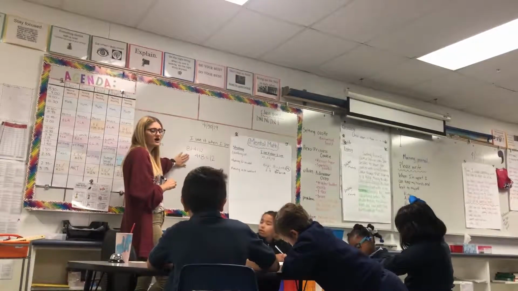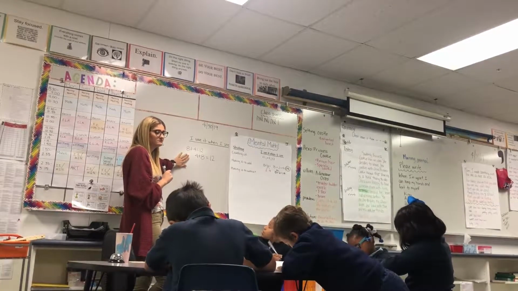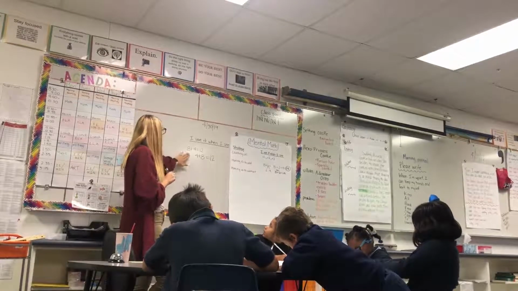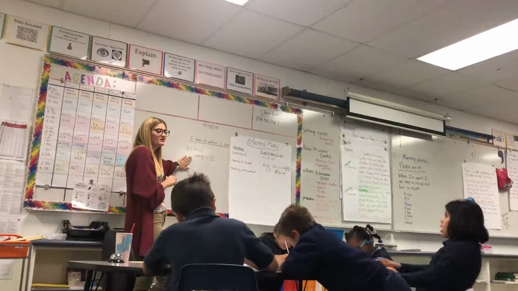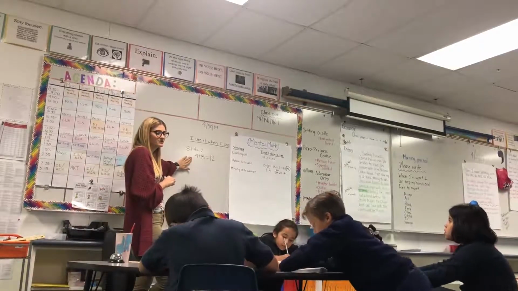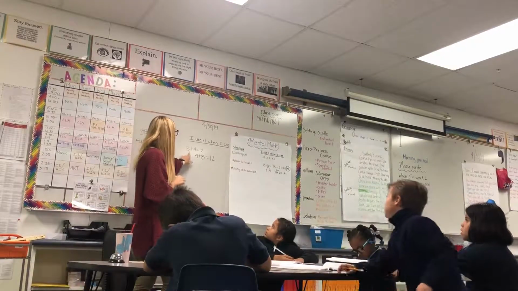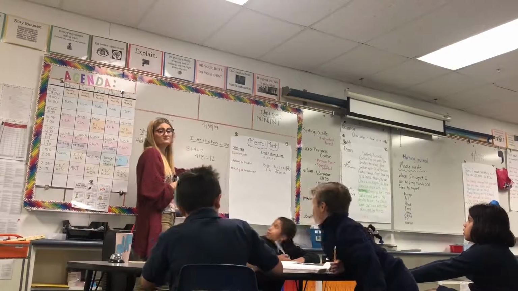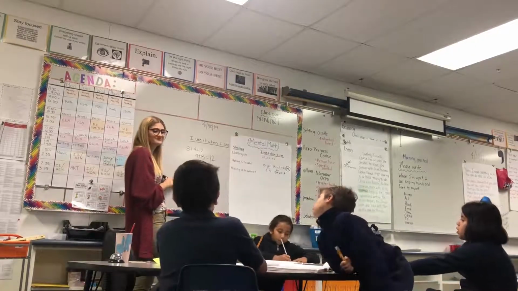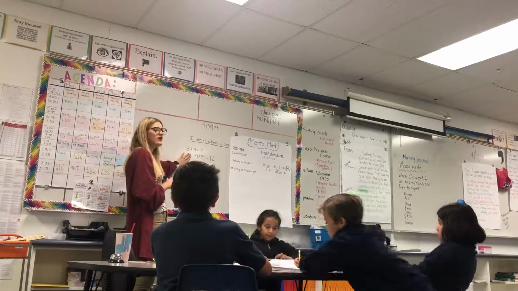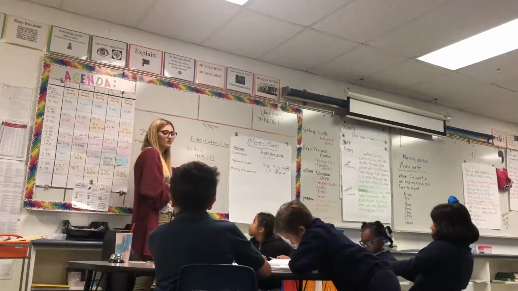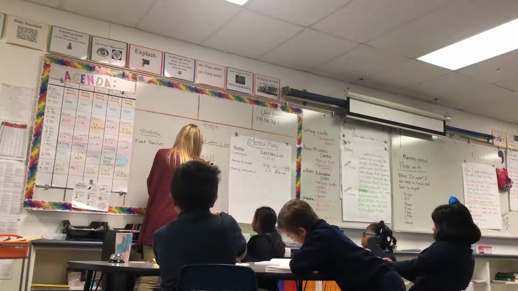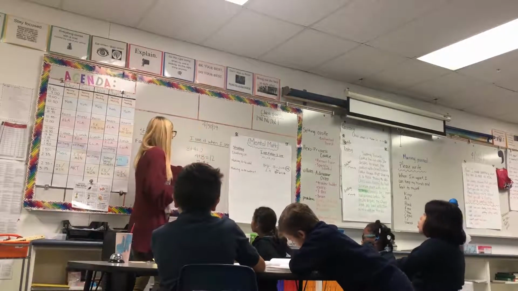Does anyone know what property this is called? This is the commutative property of mathematics. That tells us that I'm allowed to switch these numbers and it'll equal the same thing. So if I know that 8 plus 4 equals 12, and I know that 4 plus 8 equals 12, I should be able to do in my head 12 minus 4.